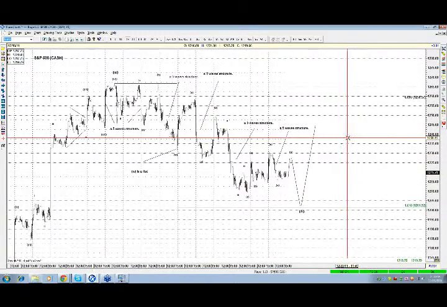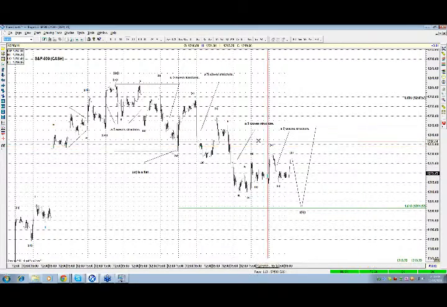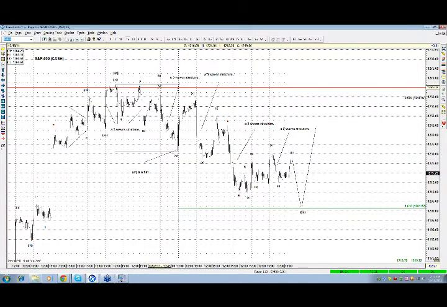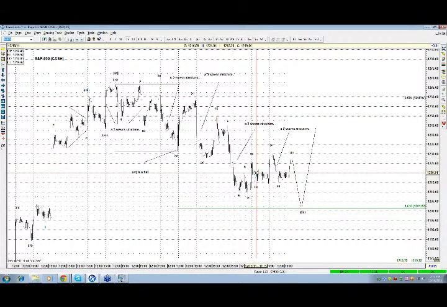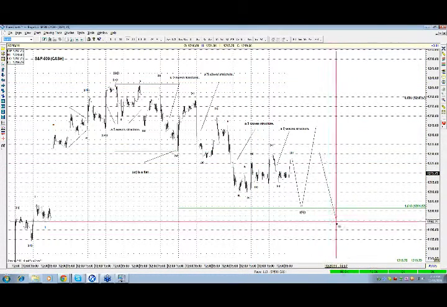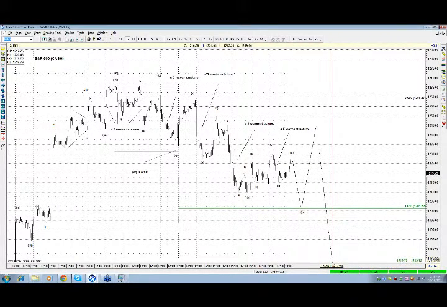What do you have in the S&P? You have the market, what the market has been doing. Every downside move is a 5-wave move. Enough to be on alert and enough to believe that one day we can wake up and see this to the downside. So very easy, guys.